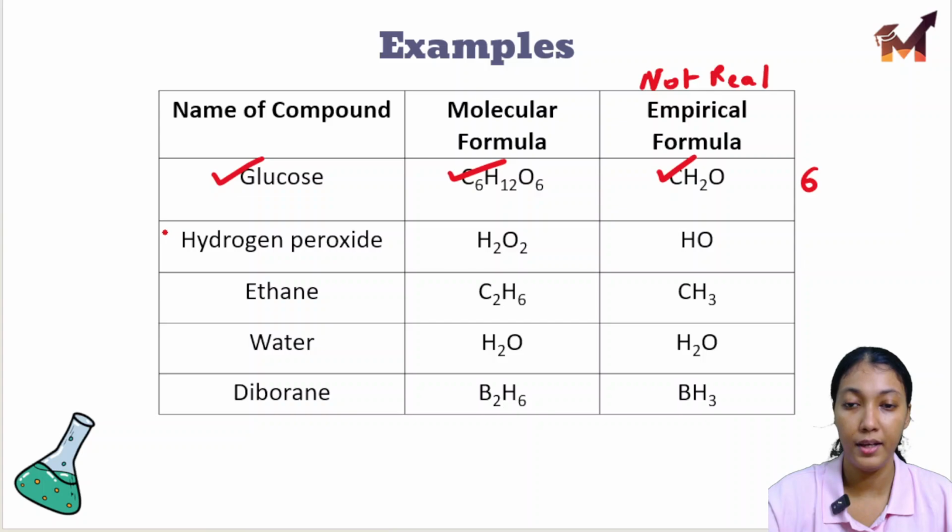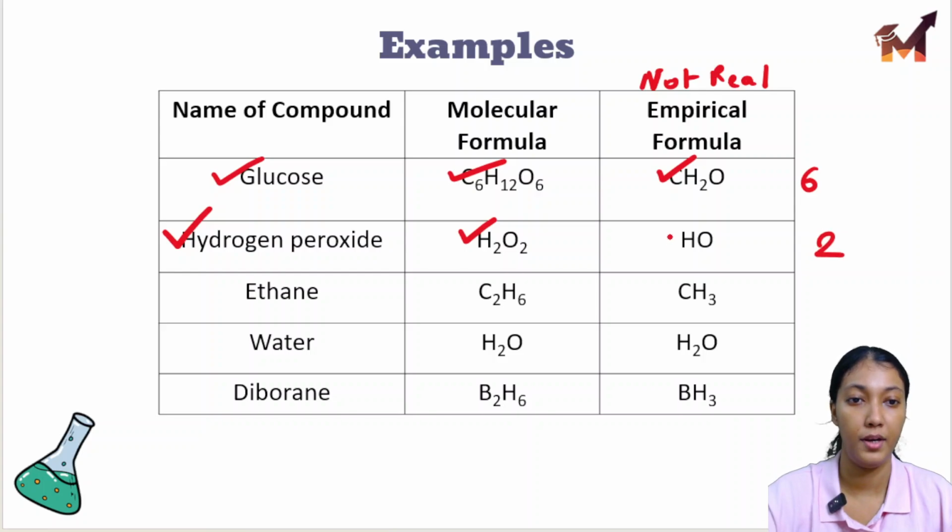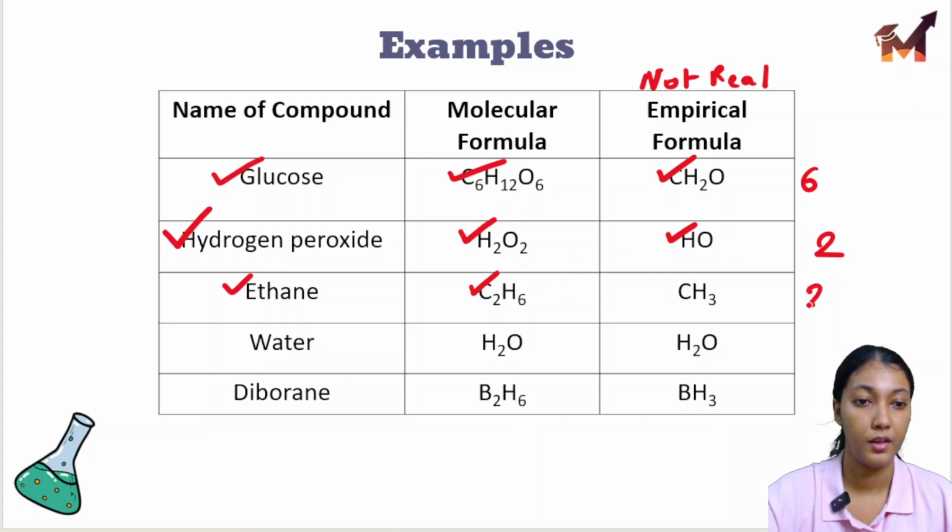The next compound will be hydrogen peroxide. जिसका molecular formula है H2O2. And if you take a common factor of 2, you will get the empirical formula which is HO. Next is ethane, which is C2H6. Again, if you take a common factor of 2, you will get CH3, which is the empirical formula for ethane.